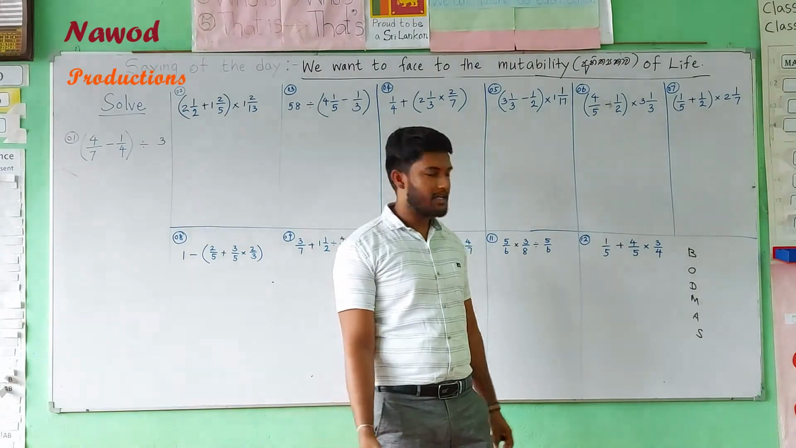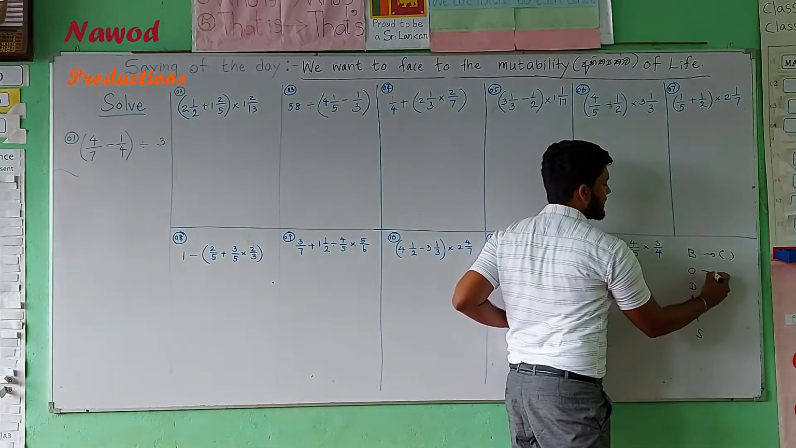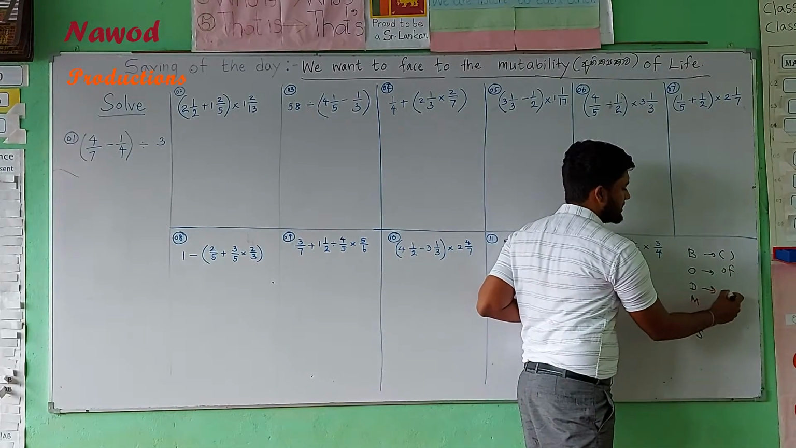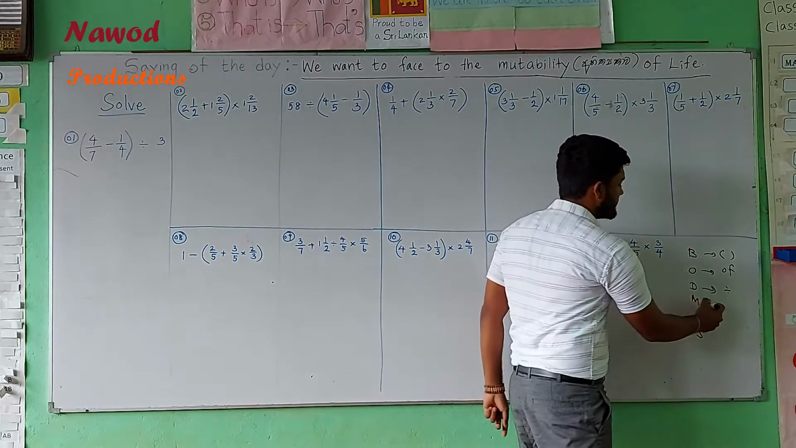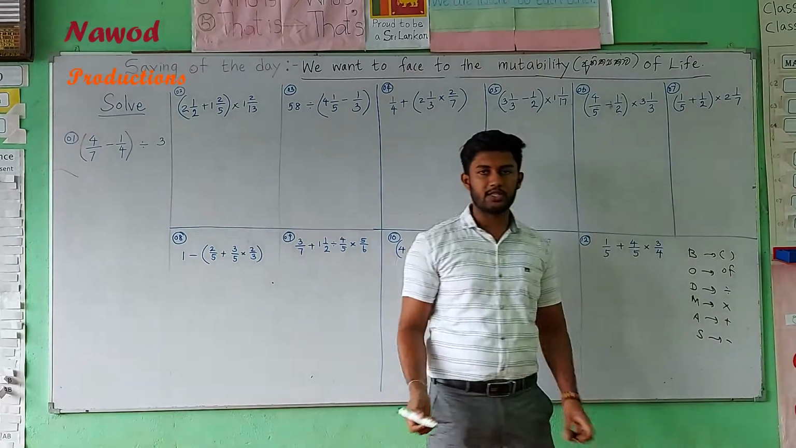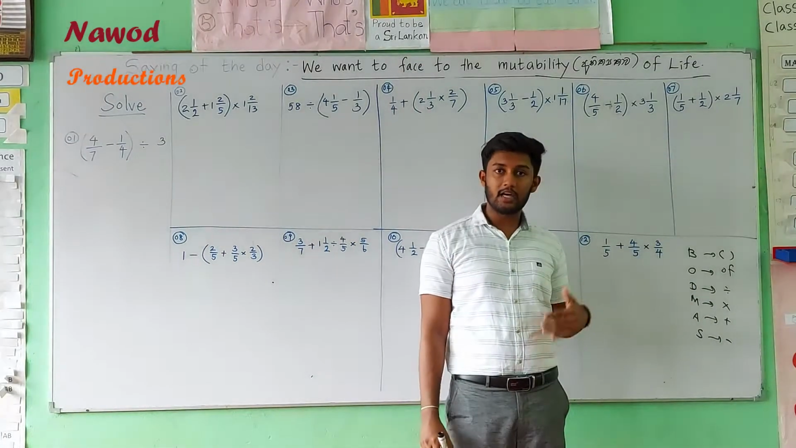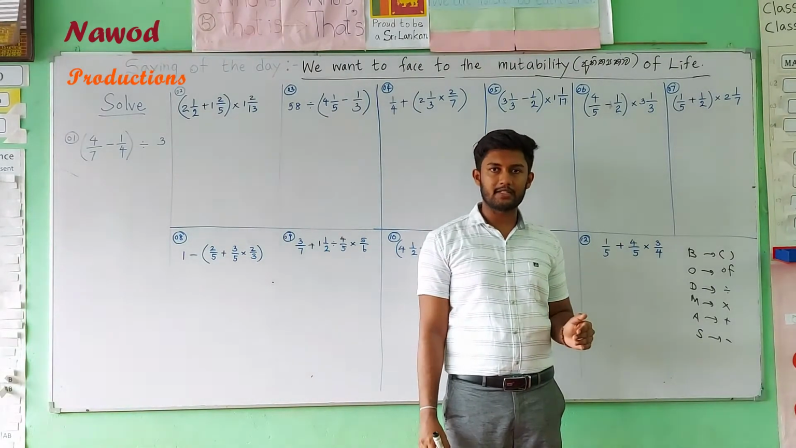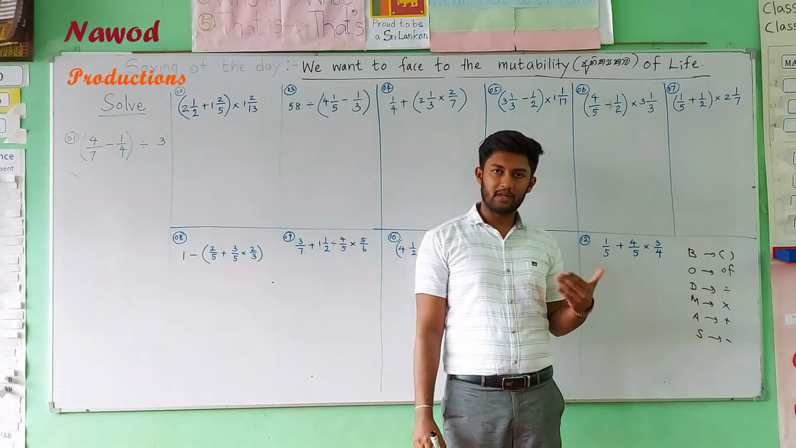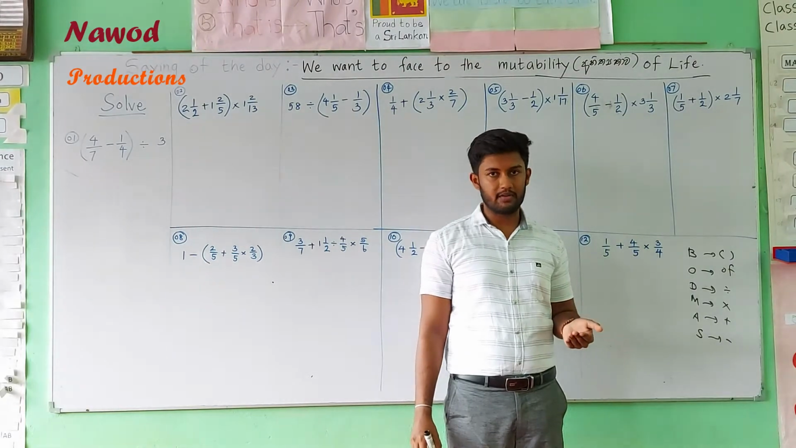Here B denotes brackets, O means of, D means division, M multiplication, A addition, and S subtraction. You know, division, multiplication, addition, subtraction are the main operations in mathematics, right? In addition, you have brackets and of when we use complex fraction problems or complex equations.